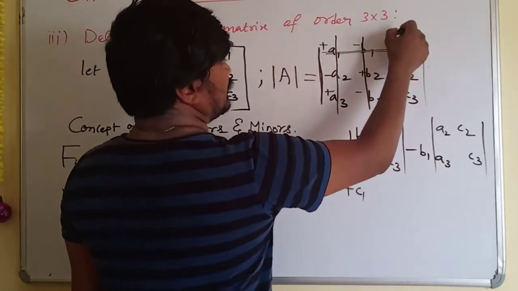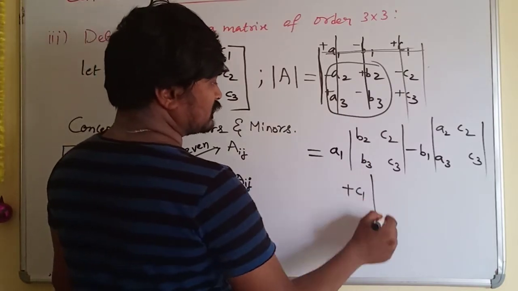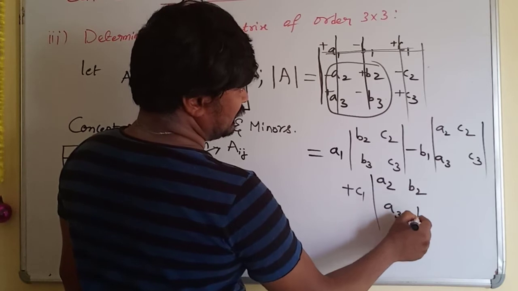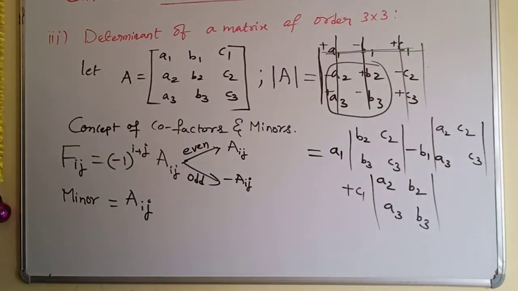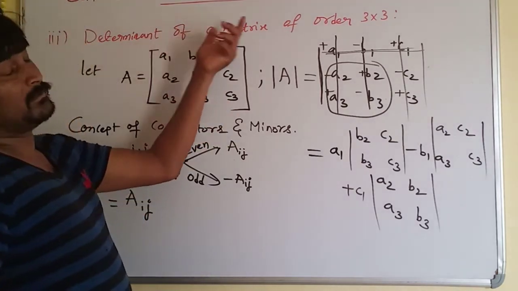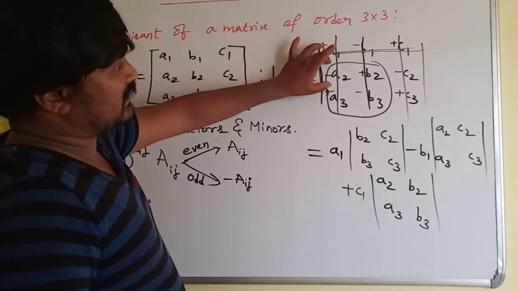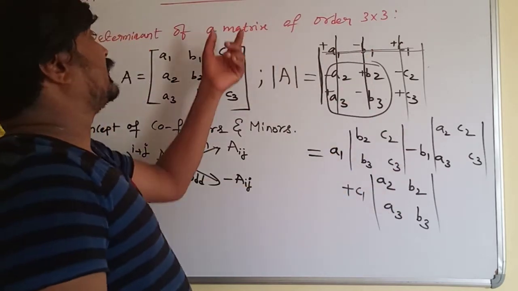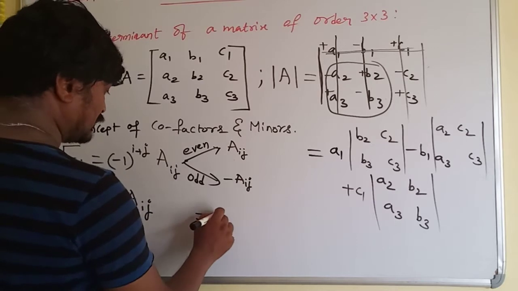Then remove this row part and this column part. What is left? Only this part is left, that is A2, B2, A3, B3. Clear? So in this way we have to write it first to find the determinant of a matrix of order 3 by 3. Whether you take this row or this or this, or whichever column you take, you get your determinant. Okay? So now let me solve this.